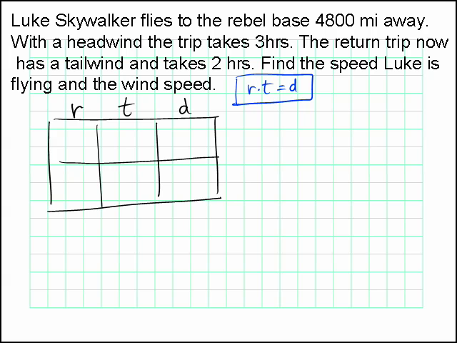Luke Skywalker flies to the Rebel base 4,800 miles away. With a headwind, the trip takes 3 hours. The return trip will have a tailwind and takes 2 hours. Find the speed Luke is flying and the wind speed. Okay, so let's write it over here on the side. Let x be Luke's speed, and y will be the wind speed.